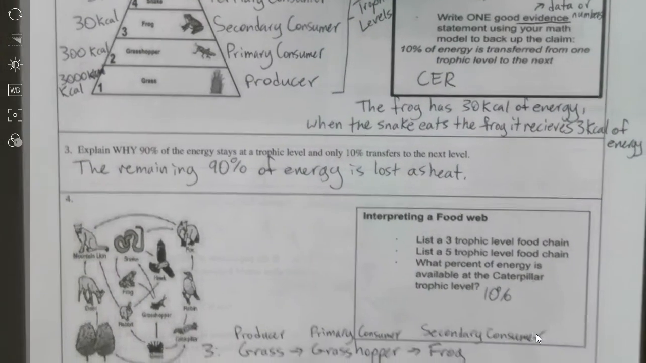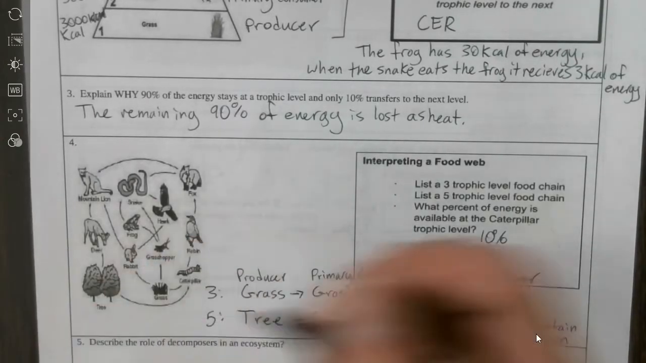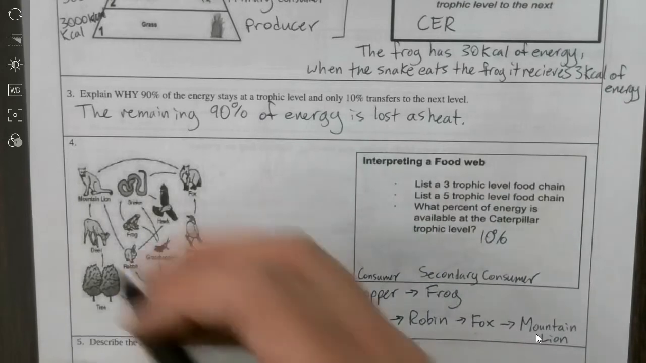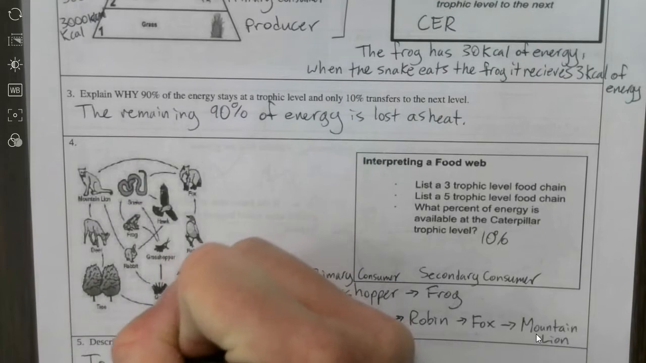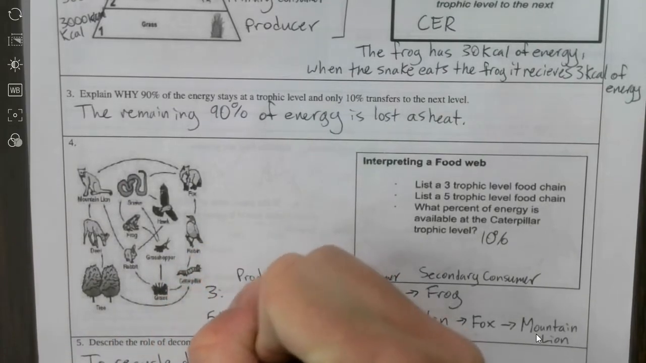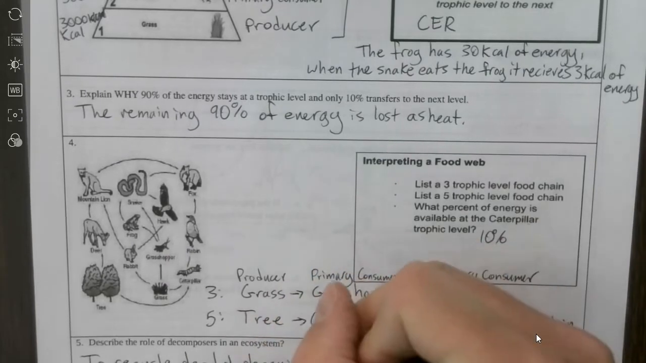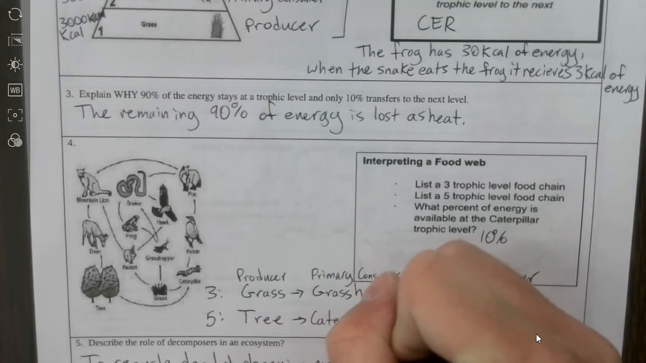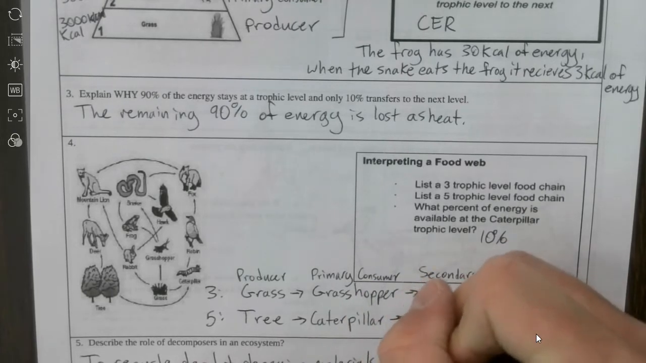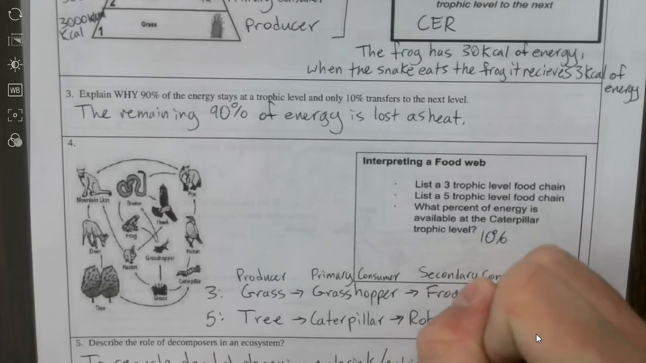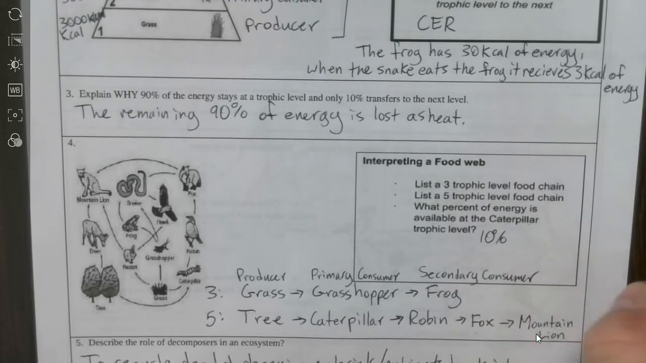Okay. And then last but not least on this page, we've got talking about decomposers. So obviously the role of decomposers is going to be to recycle dead and decaying materials, which we could also say nutrients, back into the ecosystem.